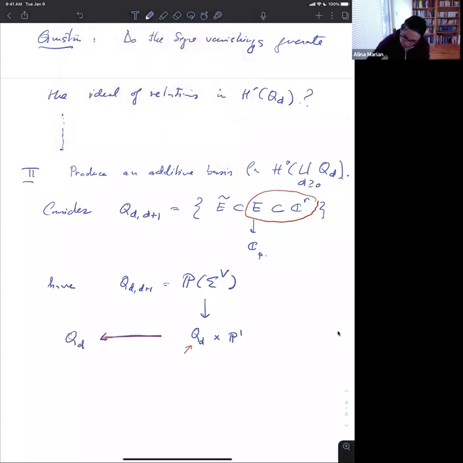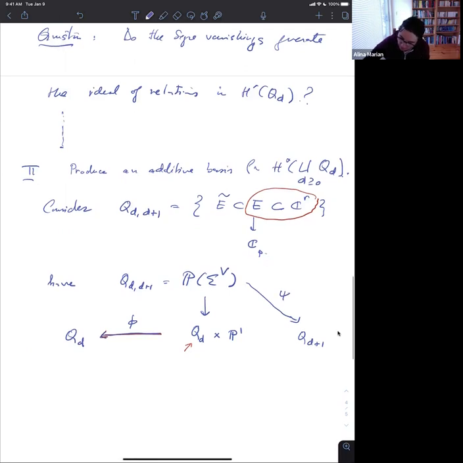Then there are these natural maps. You can map to QD here, and you can also forget about E and just map to the deeper subsheaf, so that maps you to QD plus one. And this psi you can check is generically finite of degree D plus one, so it's a D plus one to one map. All right, so that is the basic geometric setup we have.